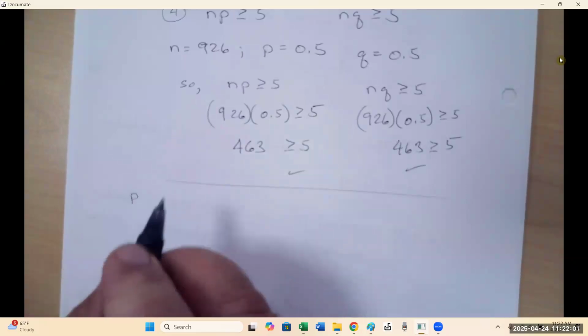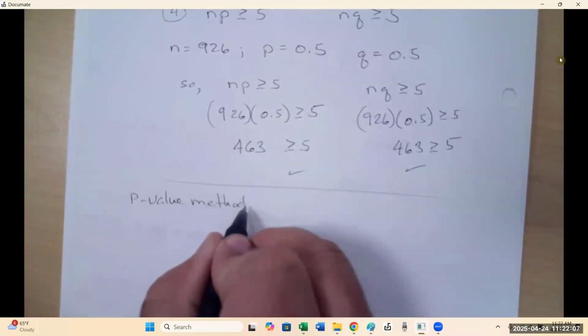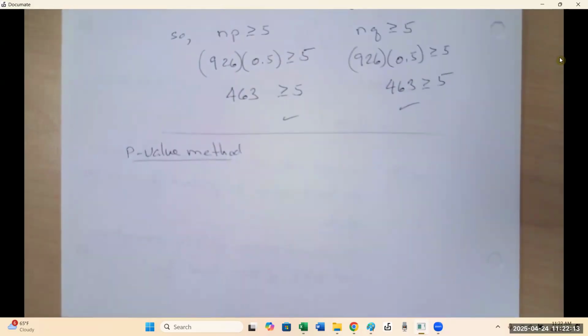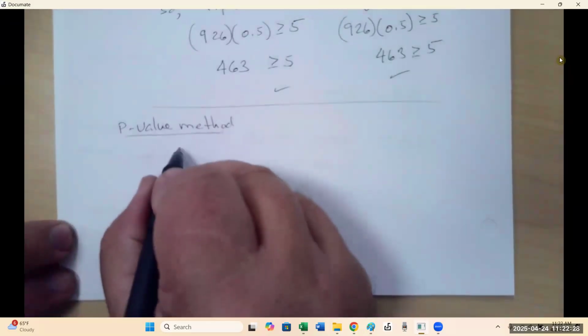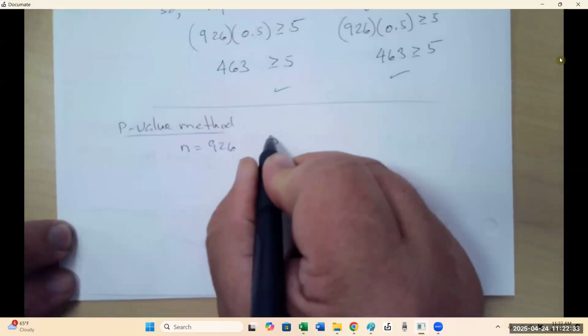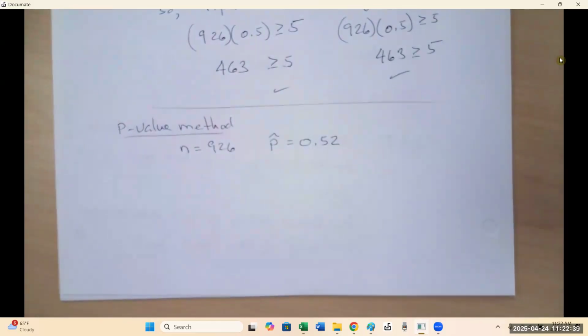So let's look at the p-value method. Going to do technology. But which chart are we going to use? Or do we need a chart? Since we know n is equal to 926, we know p hat is 0.52 from our survey.